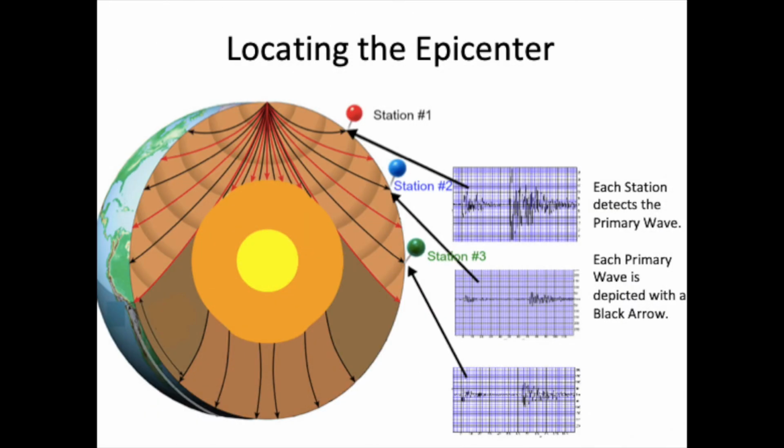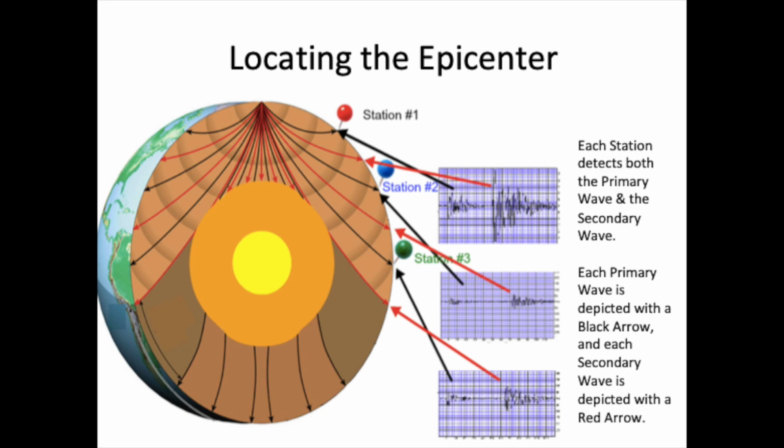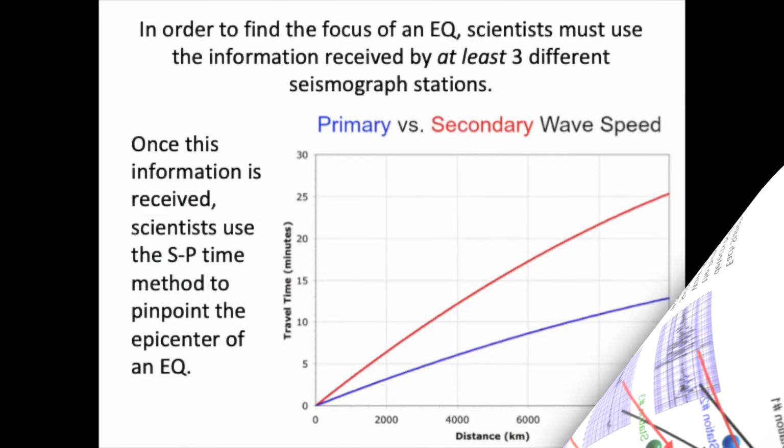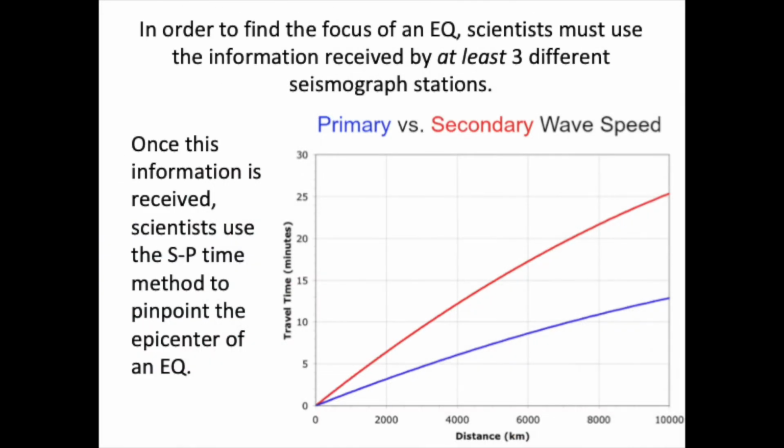Locating the epicenter of an earthquake, we need 3 different locations. We have station 1, station 2, and station 3. And what they do is they pick up the primary waves and then they pick up the secondary waves. Once this information is received, the scientists, and what are they called? That's right, seismologists. They use the S and P times to pinpoint the epicenter of the earthquake. Now you're probably wondering, how do they do that?